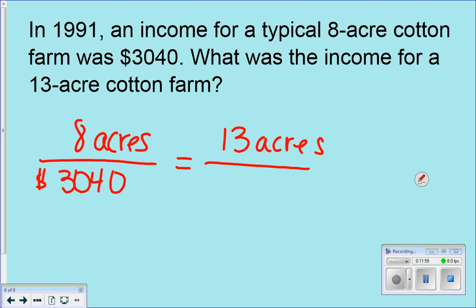Do I know how much money? So I can either make that your question mark or your variable or whatever you want. I'm going to use A because I like the first letter of my name. So you can use whatever letter you want. It does not matter to me. Now, can I solve this proportion? Sure. This one might take me a little time, but that's okay.